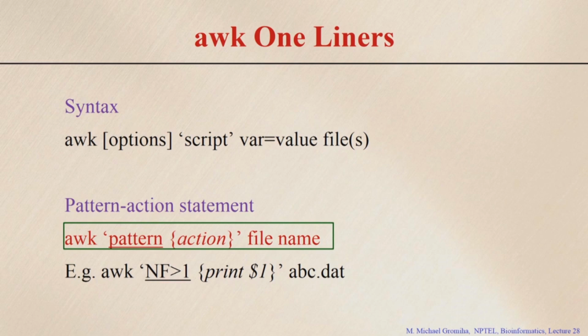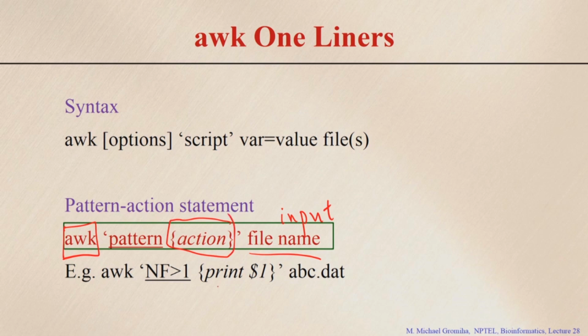How does the awk program work? It is a kind of pattern-action statement. In the syntax, you can give some options, and a script, or give a variable equal to a value, followed by the files. This is the pattern for writing the syntax for awk. First you write awk, the program name, and you need the input file name. Here is your input file name, and here the action means what you have to do.